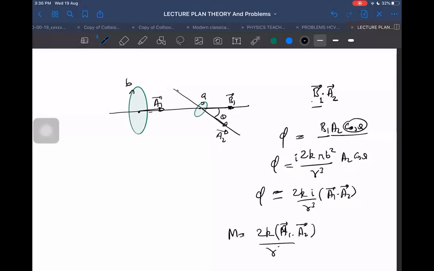Notice again, it is dependent on the relative orientation of the loops. Dot product is there, so not only the distance, it also depends on the relative orientation. This r sometimes may be taken approximately equal to x in those cases where x is very large as compared to b. Otherwise we should take it as r only, and r is this distance, the oblique distance from the circumference to the center of the other ring.